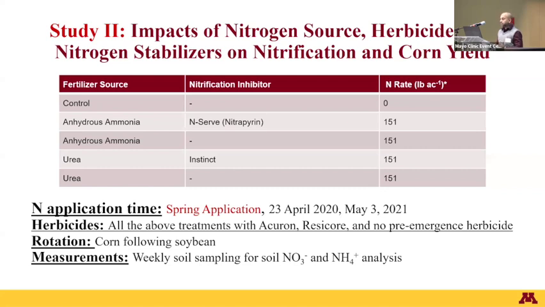Nitrogen was applied in the spring in both years to test the effect of pre-emergence herbicides on nitrogen transformation. We had all these treatments separately treated in blocks with Acuron, Resicor, and no pre-emergence herbicide. It is also important to note that all the blocks in this study received a post-emergence herbicide as well. The crop rotation in both years was corn following soybean. And during May and June of each year, we collected weekly soil samples and analyzed them for nitrate and ammonium.